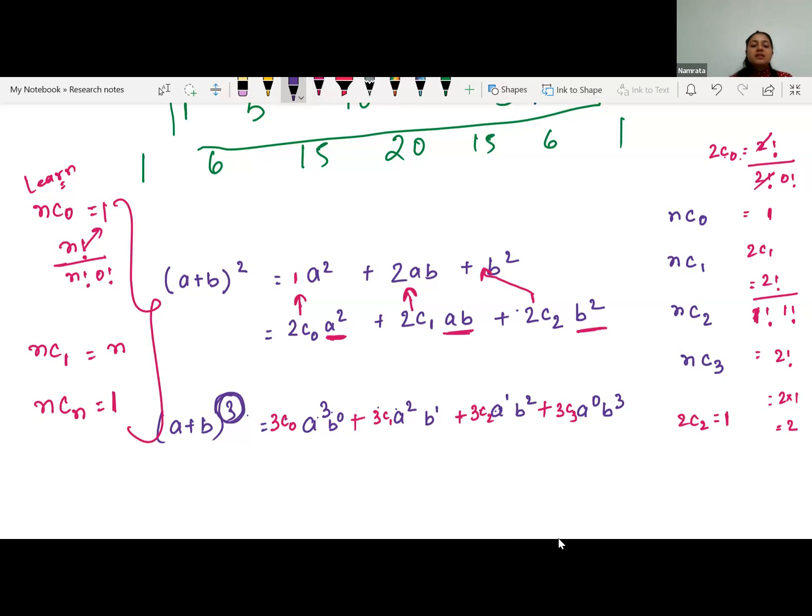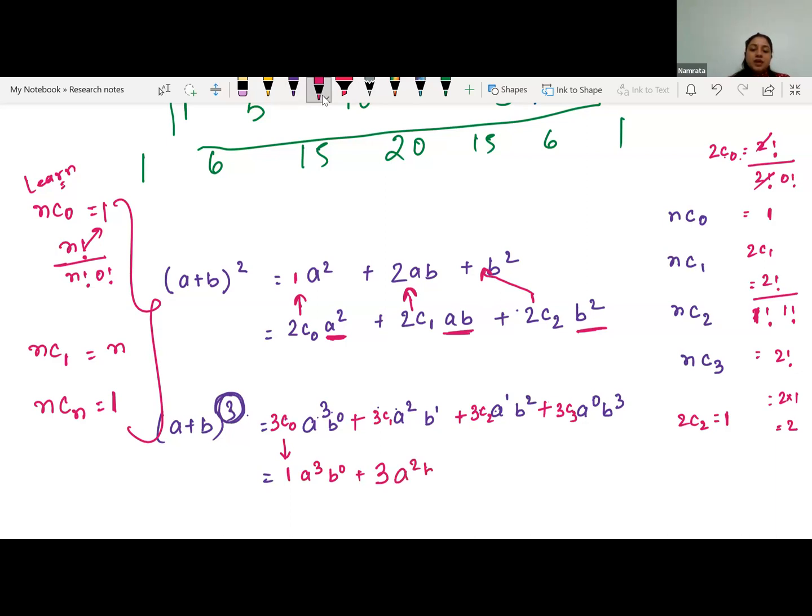Yes, ma'am. Let's apply the same in our question. So 3C0, 3C0 means nC0. That means 1, right? 3C0 will be 1, right, Lina? We don't have to check it, right? Yes, ma'am. a cube. b to the power 0, you can write it, you can skip it. Your wish, let's write it. Then 3C1, nC1 will be n only. So 3C1 will be 3 only. 4C1 will be 4 only. 5C1 will be 5 only. If you calculate, you will get that number only. Okay?